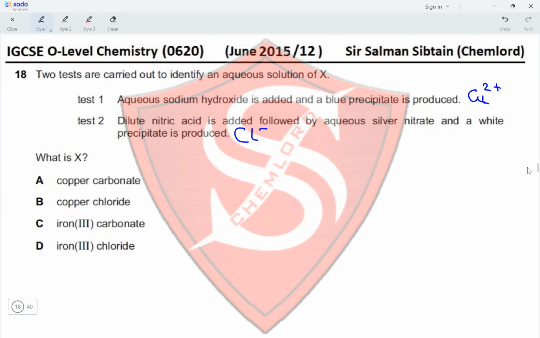Copper carbonate. Copper is correct. Carbonate is incorrect. Copper chloride. Both are correct. Iron 3 carbonate. Both are incorrect. Iron 3 chloride. Iron is not there. Chloride is there. Therefore, the correct option for this question is option B.